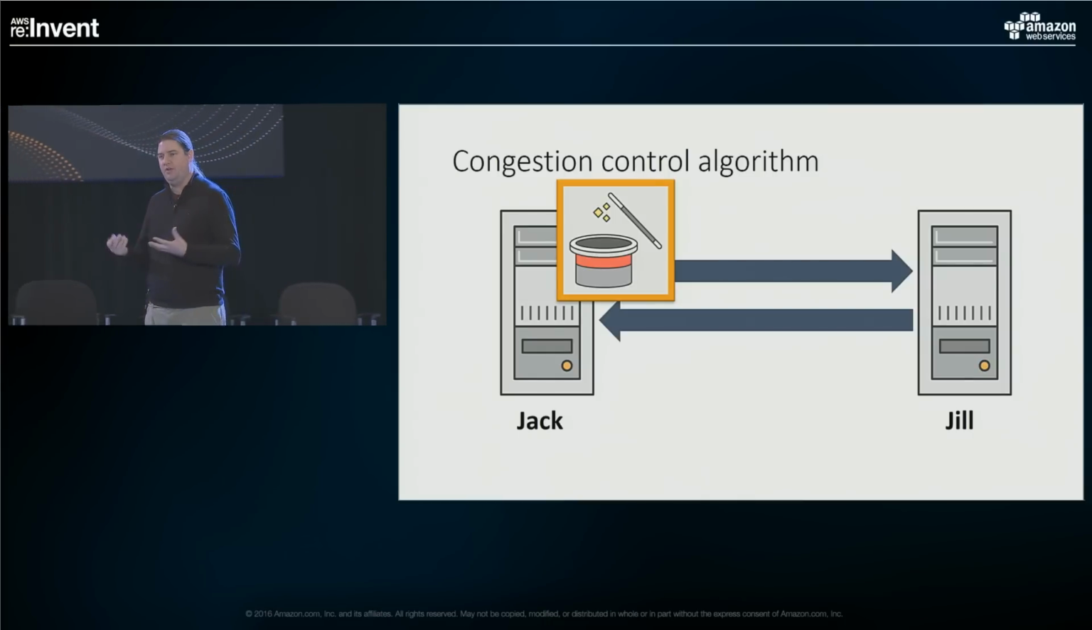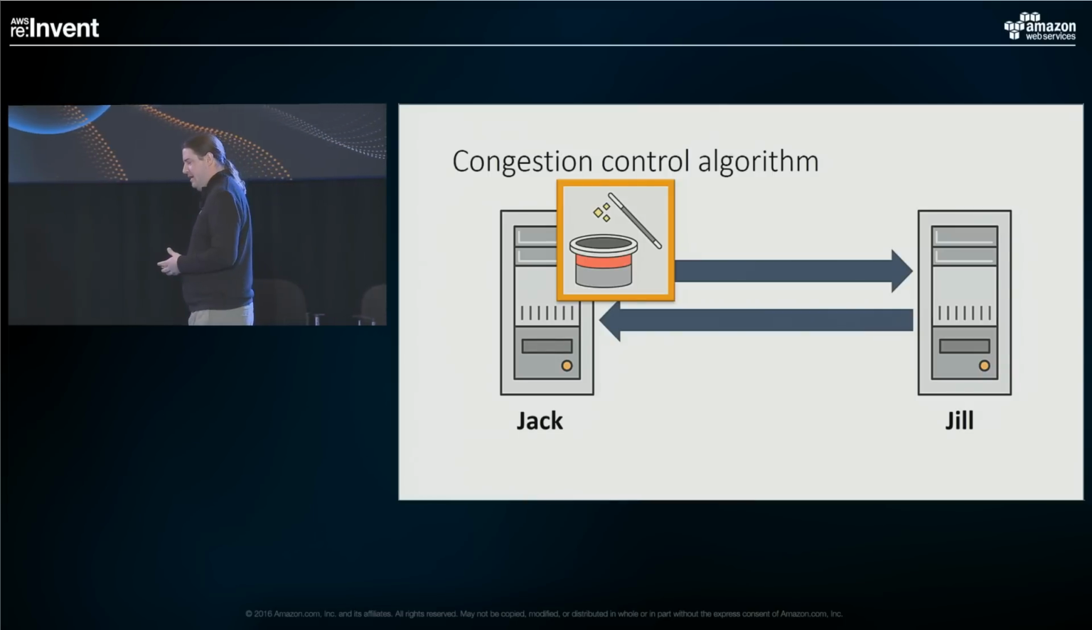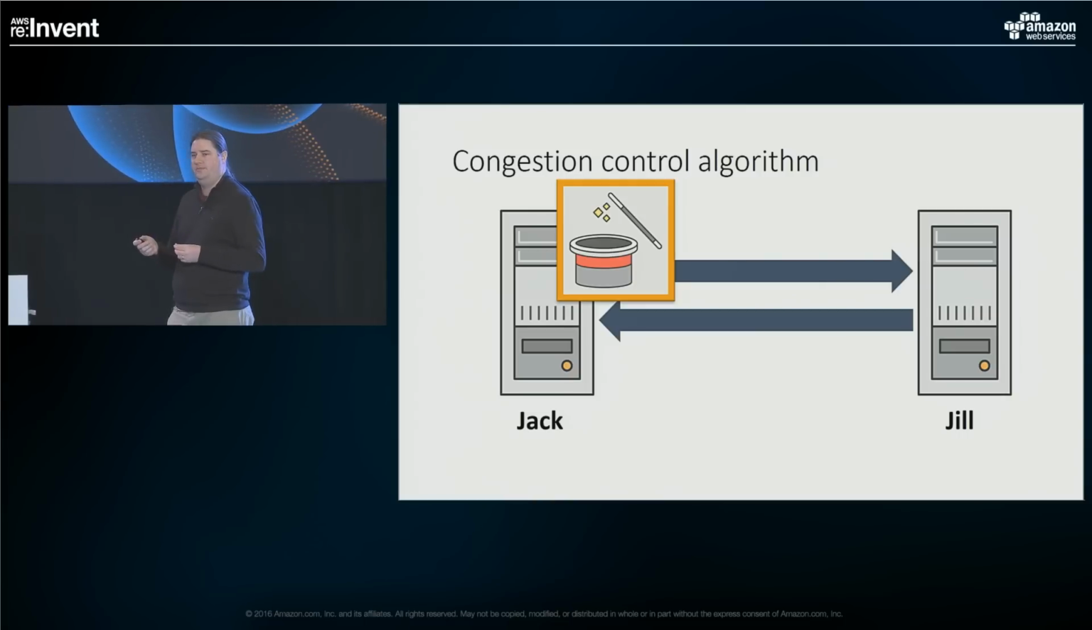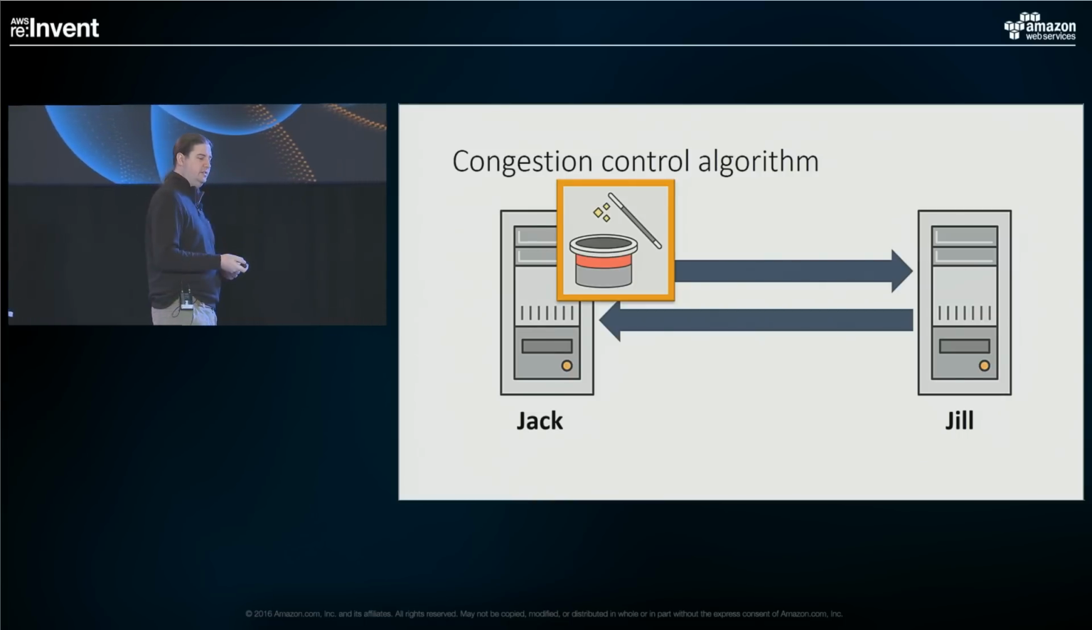And of course, the state of the global network is going to be changing over time. So the congestion control algorithm has a very difficult job in that it has to take clues and use heuristics to come up with a decision about what to do next.